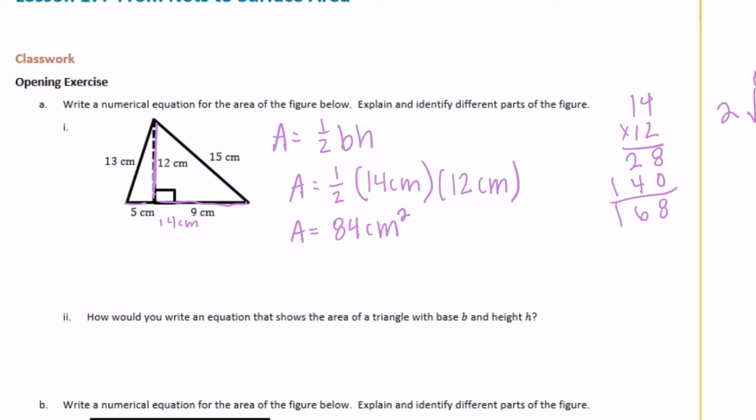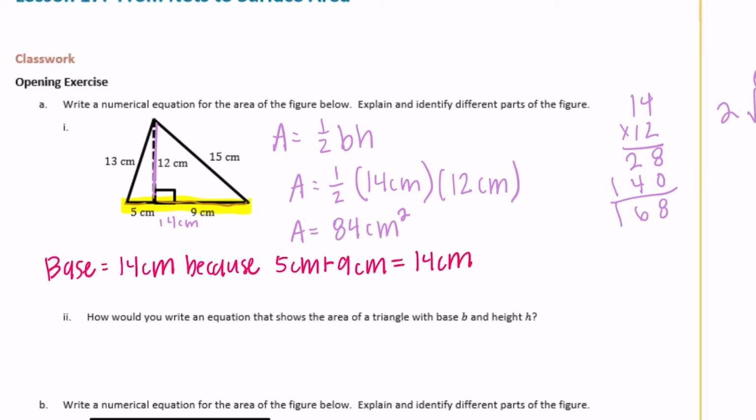So it wants us to identify the different parts of the figure. So we can go through and say, let's see, so we identified the base. So let's say the base is equal to 14 centimeters because 5 centimeters plus 9 centimeters equals 14 centimeters. And the height is equal to 12 centimeters, mainly because it's labeled.